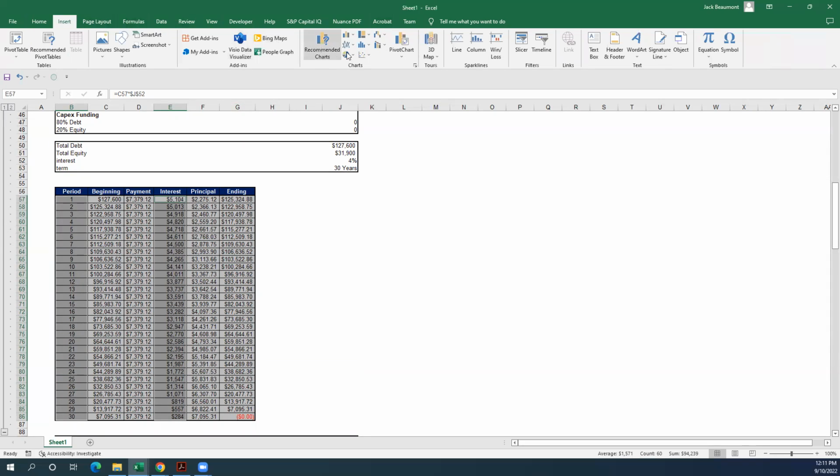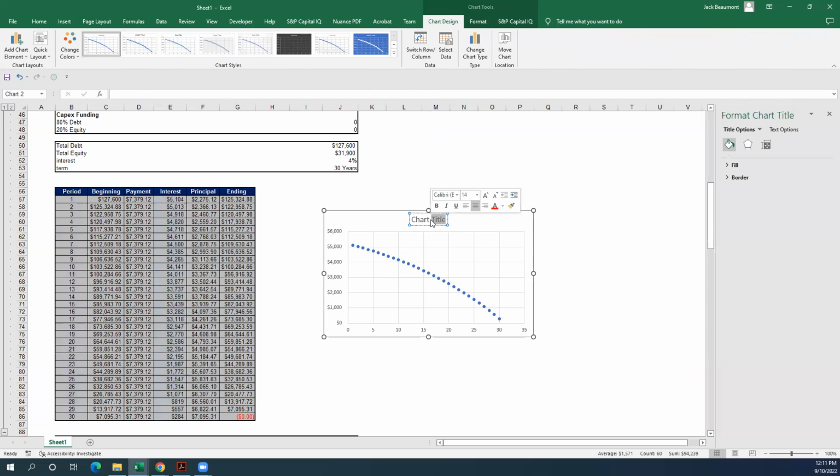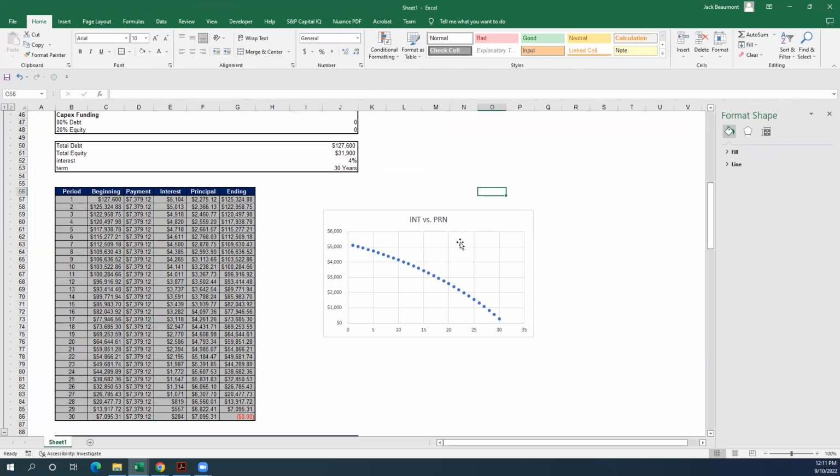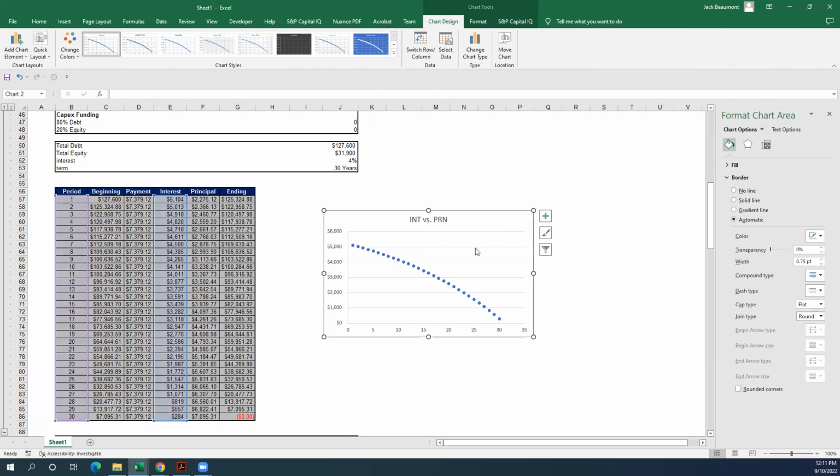I'm going to go to insert a scatter plot. I'm going to call this, so let's do that, interest versus principal. Okay. Get rid of these grid lines. Like I said, I don't like grid lines.